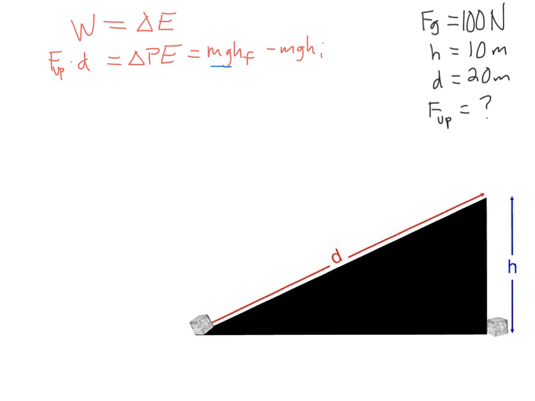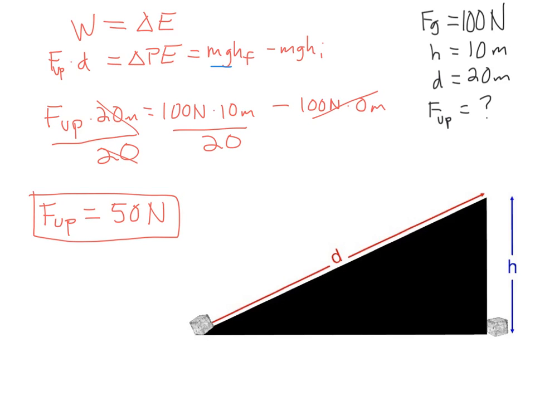After substituting in, we realize that the initial height is 0 meters, so this term is going to go away, and now all you need to do is take 100 times 10 and divide by 20 to get your final answer for force. When you solve for the force, it ends up being equal to 50 newtons. Now, take a couple seconds and think about this. What is the mechanical advantage of this simple machine, the inclined plane?